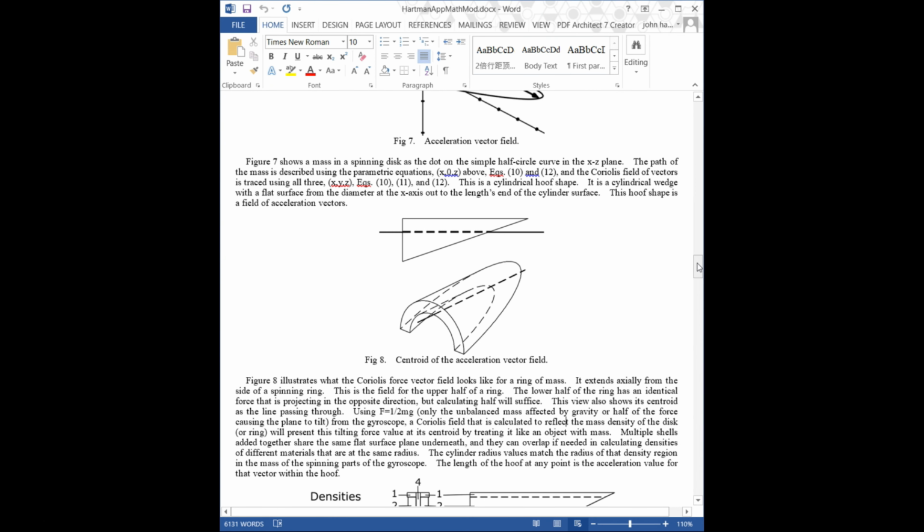This is my paper. The math technique is to integrate the hoof shape with the mass density that created it to make it a force field with a centroid. That centroid is the basis for calculating the needed force to hold the gyro up as a normal vector to the spin plane at that centroid radius dimension.